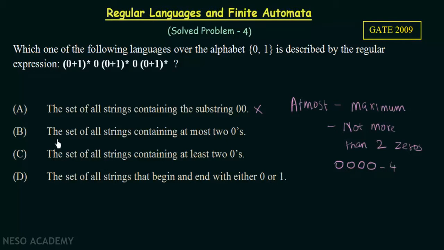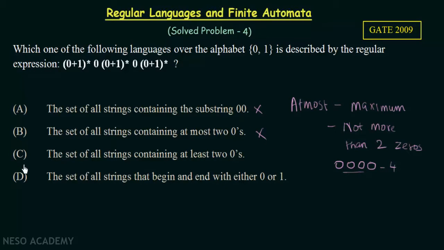But what did the option say? The set of all strings containing at most 2 zeros. At most 2 zeros means maximum 2 zeros or not more than 2 zeros. But we see that we are getting 4 zeros and this is a string that is accepted by this regular expression. So we see that option number B is also wrong.